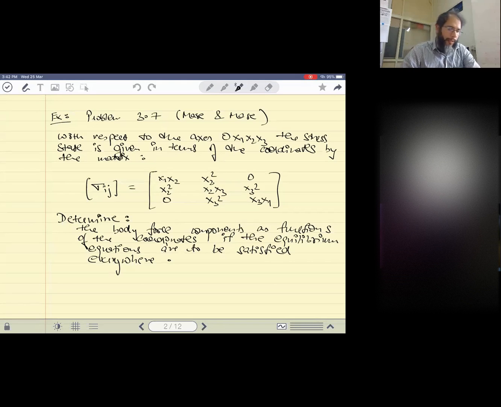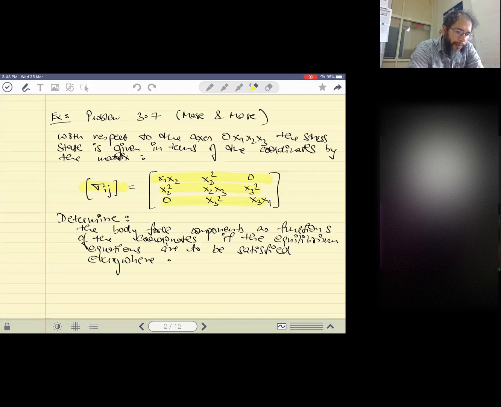So the problem says that you have a stress tensor sigma, which is given in terms of the position vector coordinates in this way. So you have the three rows here. What this means is that it's a stress field, because the body has different points. So the stress field is given as this. Depending on what the x1, x2, and x3 values are, which are the three components of the position vector, the stress tensor is given using this relation.